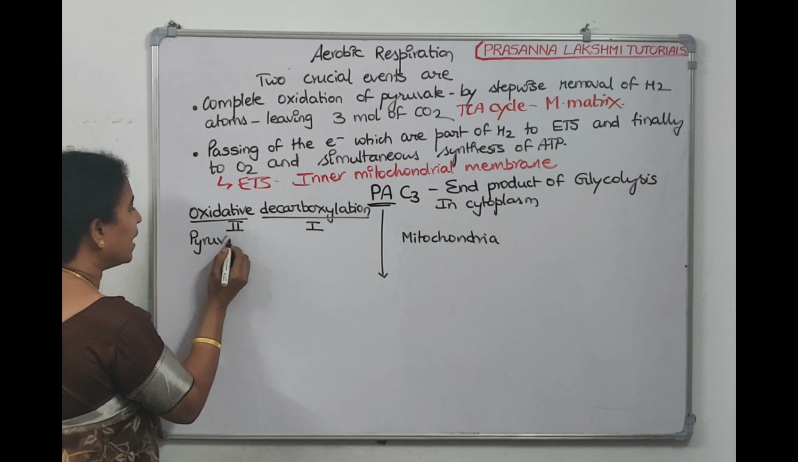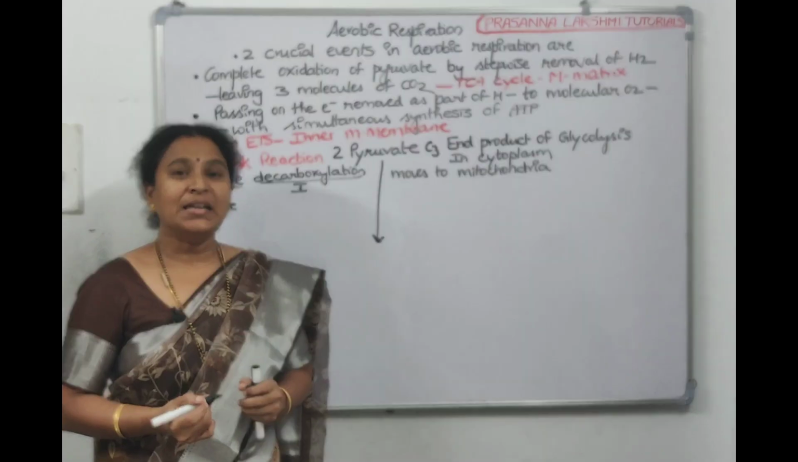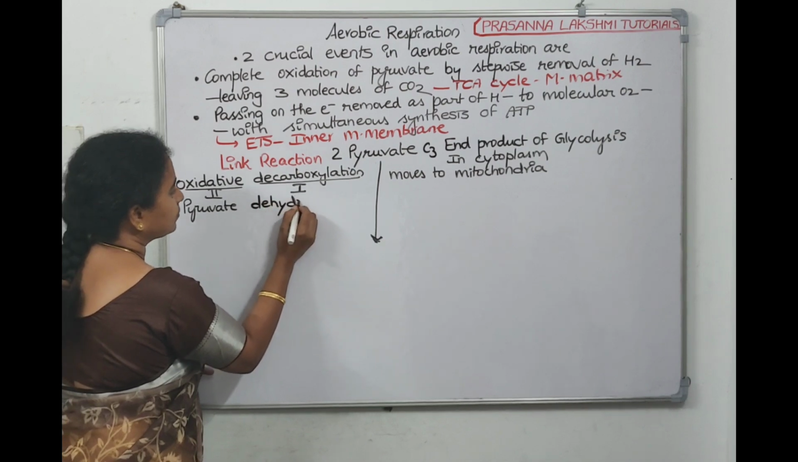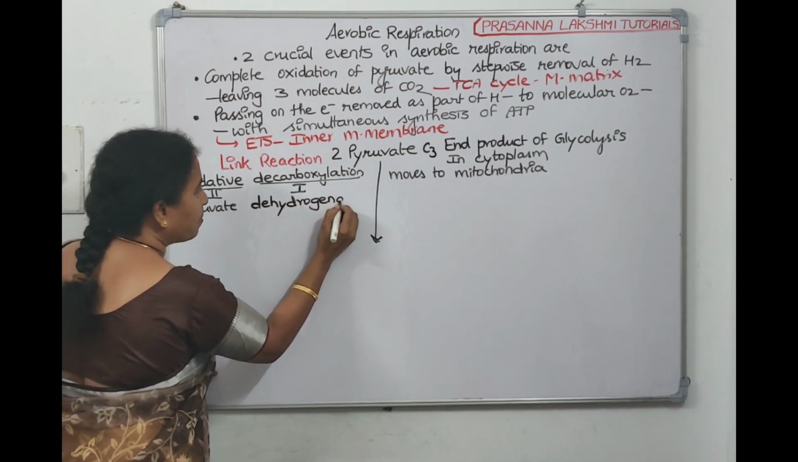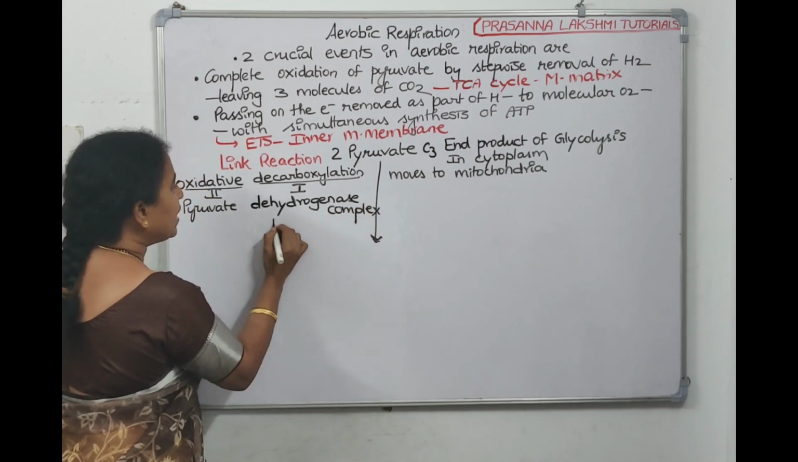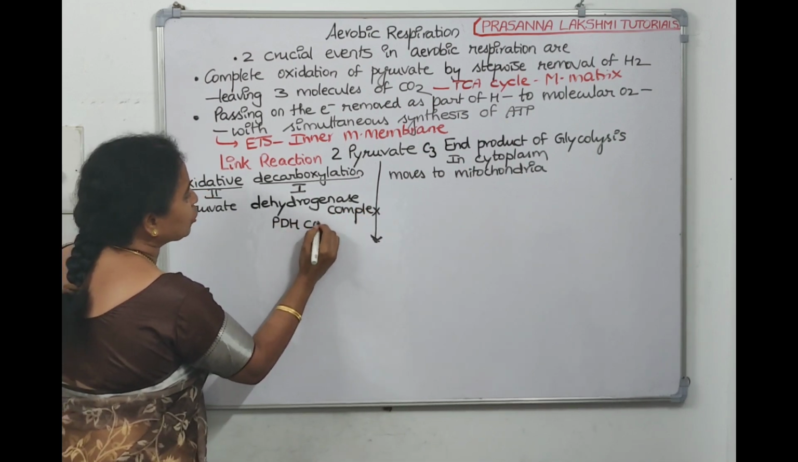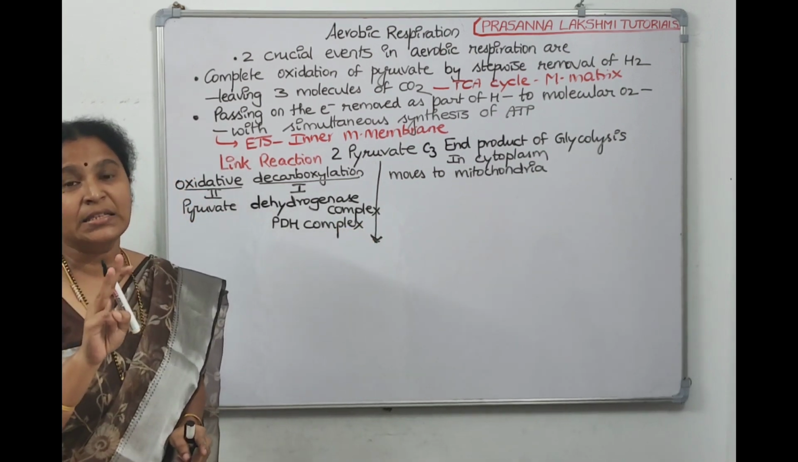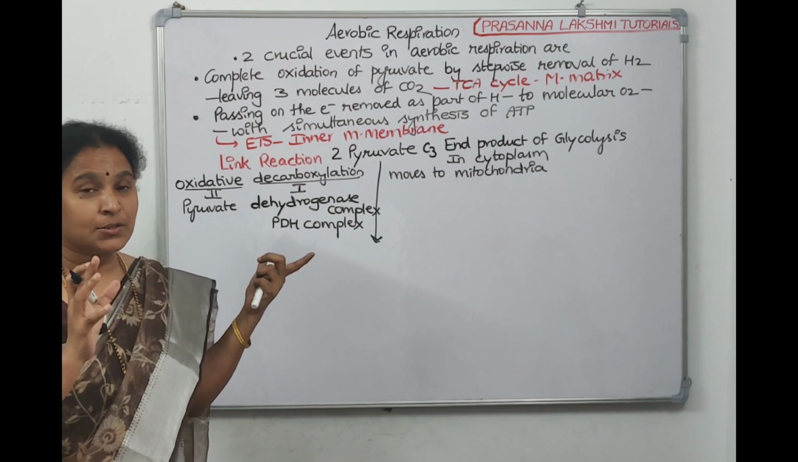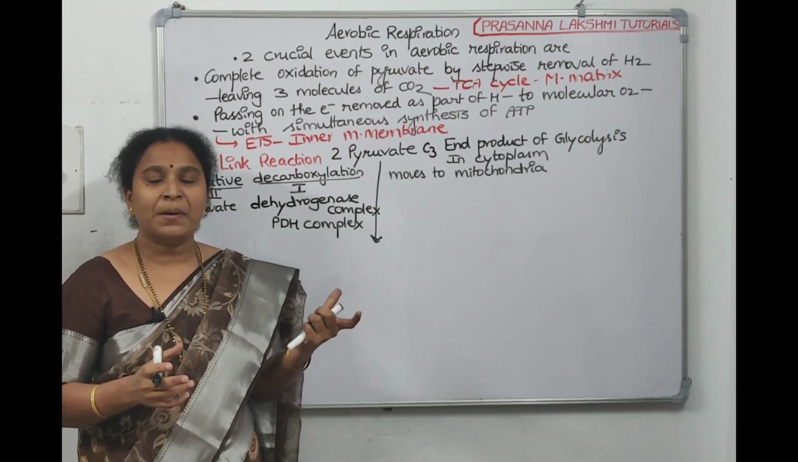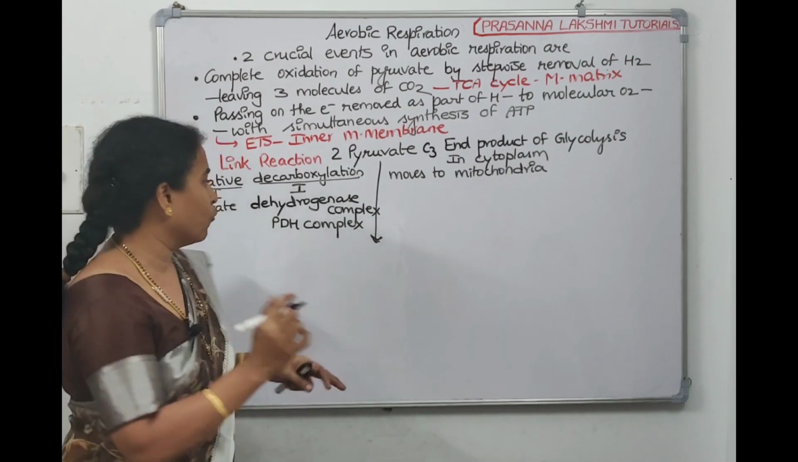Oxidation 2, decarboxylation 1, this reaction is mediated by an enzyme complex called the pyruvate dehydrogenase complex. We can call it the PDH complex. It is mediated by 3 enzymes and 6 cofactors. It is a shopping-complex-like thing in which many shops will be there. So the PDH complex contains 3 enzymes and 6 cofactors.